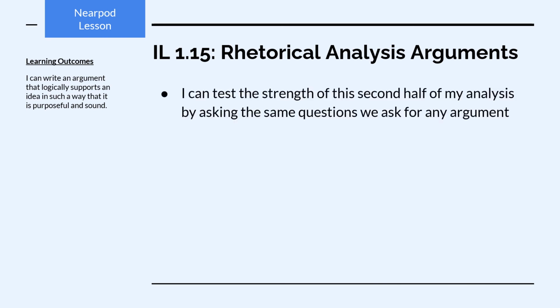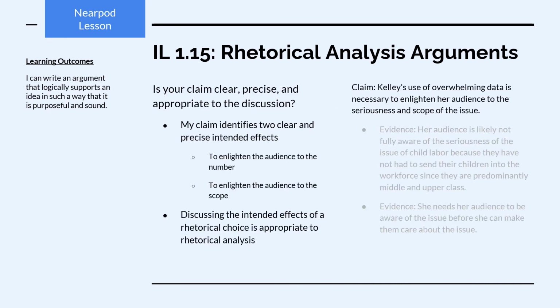Once again, I can test the strength of this second half of my analysis by asking the same questions we asked before. Is my claim clear, precise, and appropriate to the discussion? Well, looking at my claim here, it identifies two clear and precise intended effects: to enlighten the audience to the number of child workers, to enlighten the audience to the scope of child labor in America, how widespread it is. And since discussing the intended effects of a rhetorical choice is what I'm supposed to do in an analysis, I'd say it's definitely appropriate.